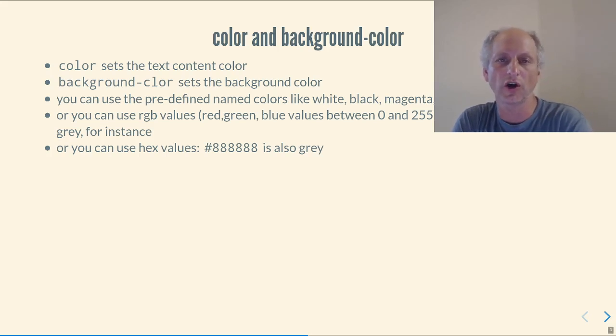Or you can use what are called RGB values, a set of numerical values representing red, green, and blue. RGB is the saturation of the color. So 0 means no red, 255 means a lot of red, or green or blue. For instance, RGB 127, 127, 127 is going to be a gray color.